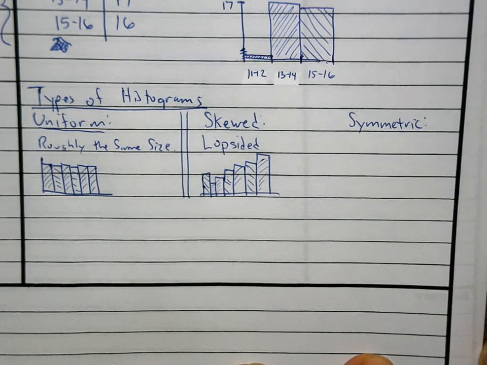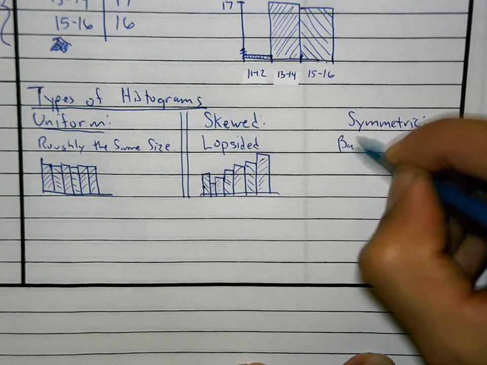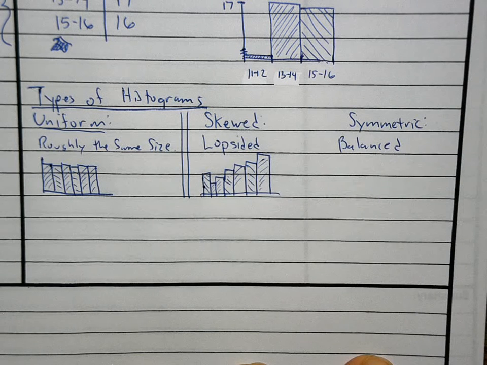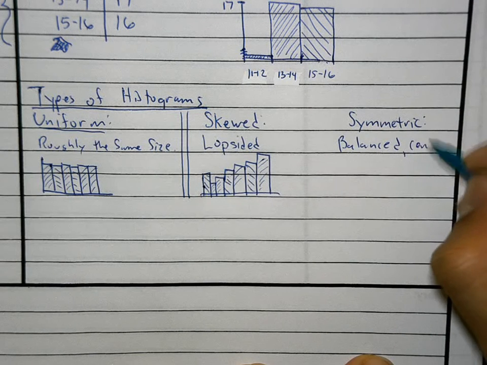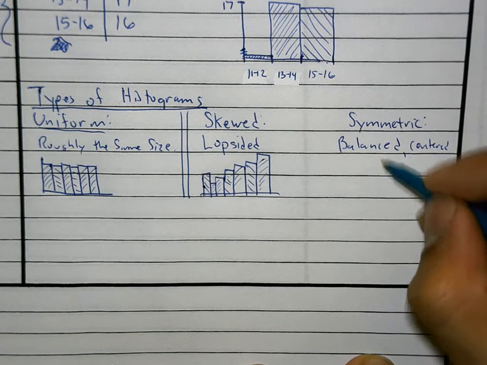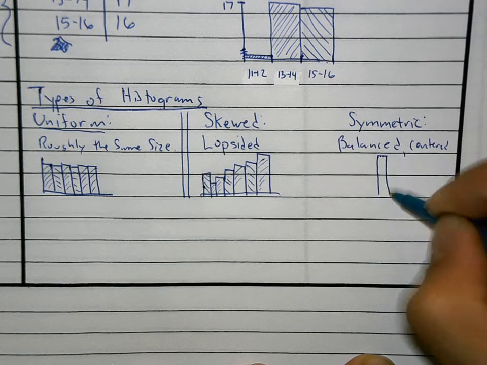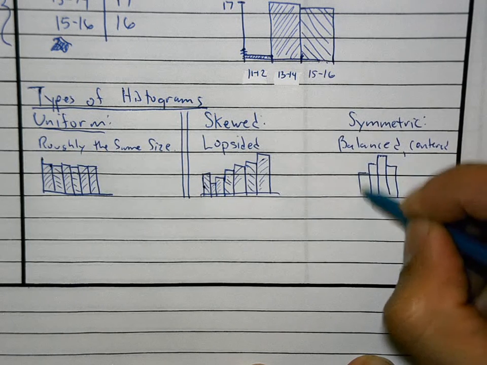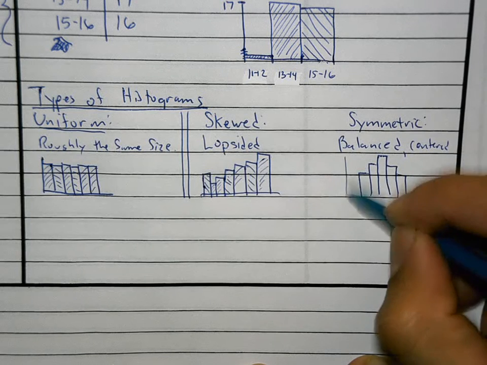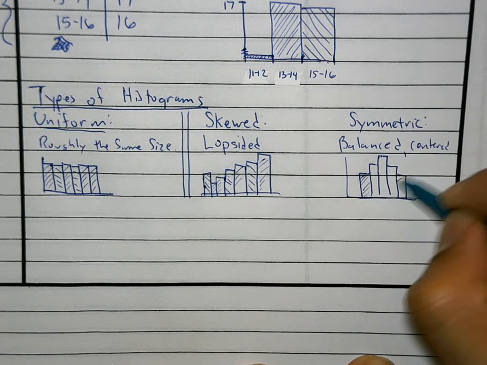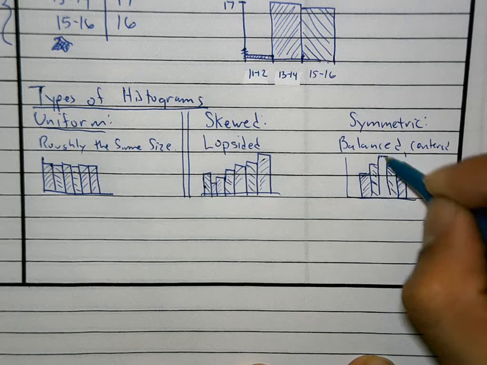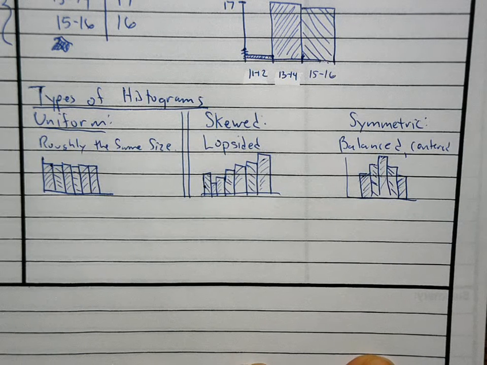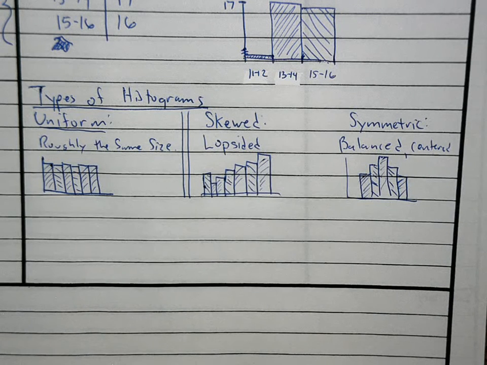Last one is symmetric. I want you to think of symmetric as where it's balanced, where it's centered. So if I see a symmetric graph, it's going to look balanced on the left and the right hand side, where the right and the left are totally symmetrical. Like I could draw a line down the middle and fold it, and the right side would match the left side. Those are symmetric.